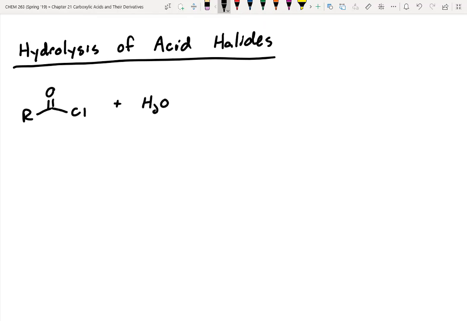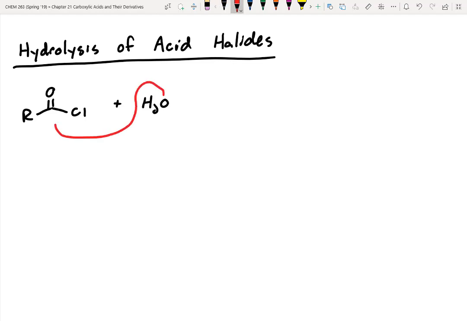So hydrolysis, if you break it down to its elements, it means water breaking, right? So water is going to break this apart, and what do you think we're going to make? Carboxylic acid, right? So in this case, the question is, what do you think will occur first? We don't have any acid around.